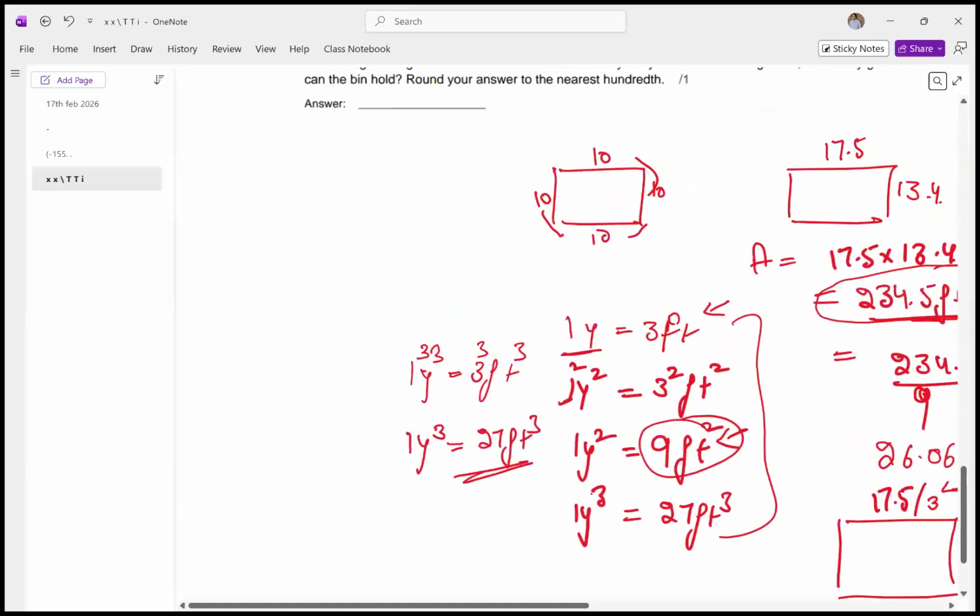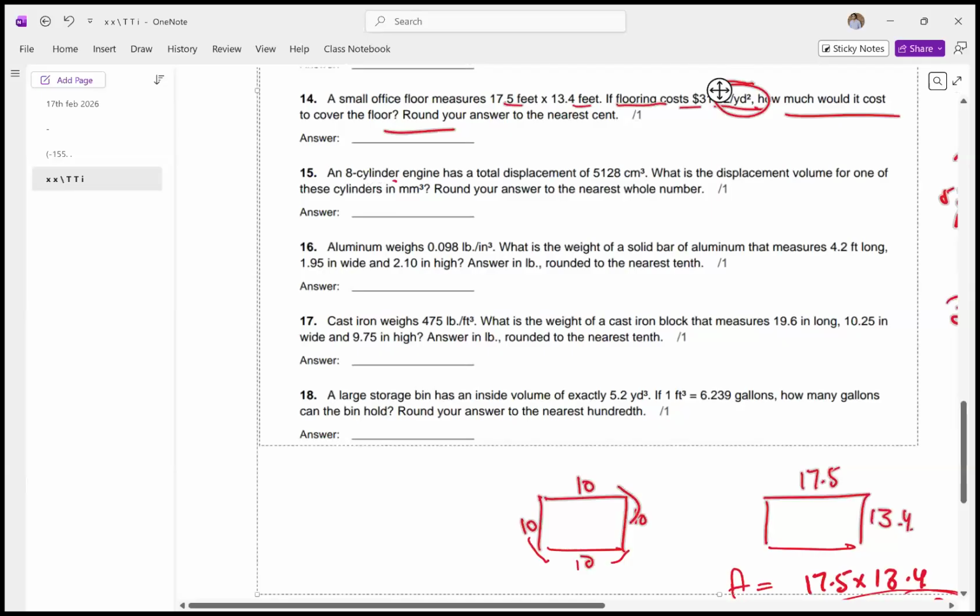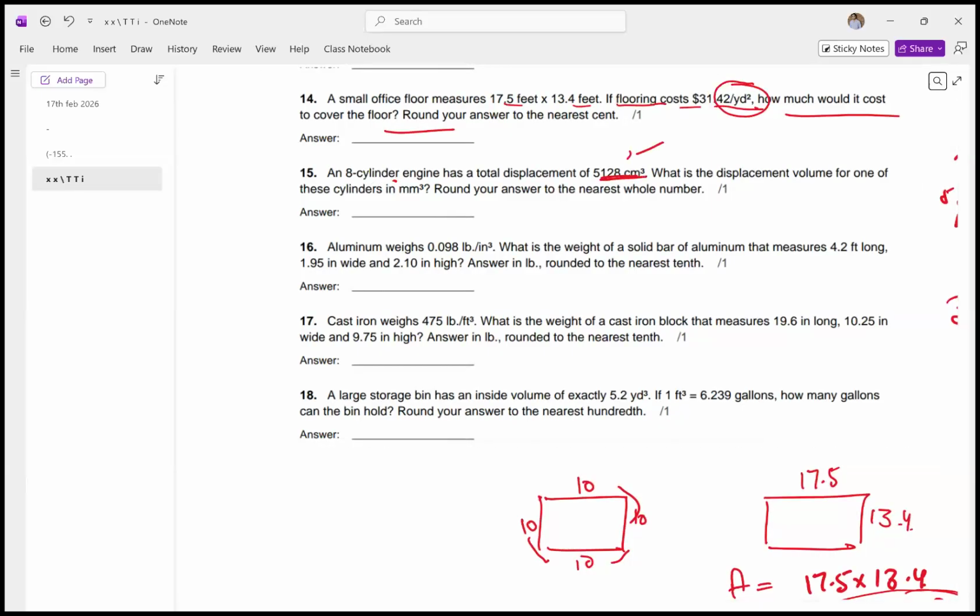All right. Now let's look into question number 15. An eight cylinder engine has a total displacement of 5128 centimeter cube. What is the displacement volume for one of these cylinders in millimeter cube? Round your answer to the nearest whole number. So now we are given a total displacement, and what is the displacement volume for one of these cylinders in cube? That's what we are looking for.